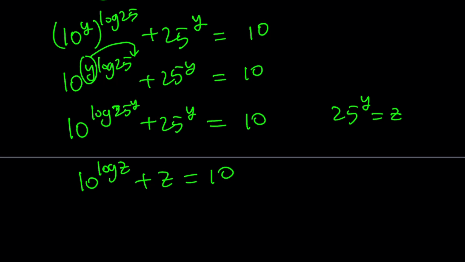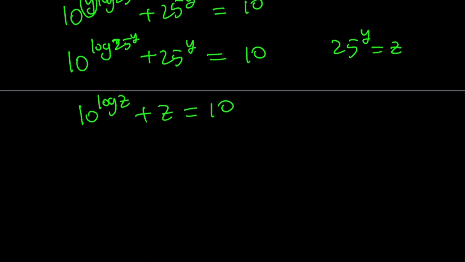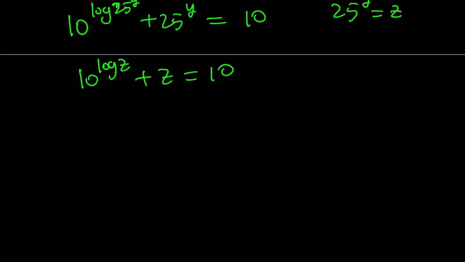We could also do it a little differently, like call log 25 to the power y something, and then go from there. But anyways, we could just proceed with this one. So now I have 10 to the power log z plus z equals 10. That's kind of nice because I have a single expression. I still have a log, but it's not as bad. At least I don't have two logs.